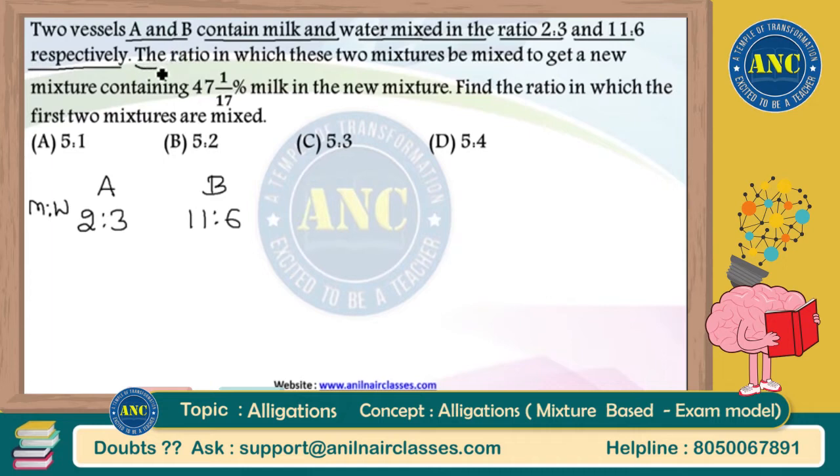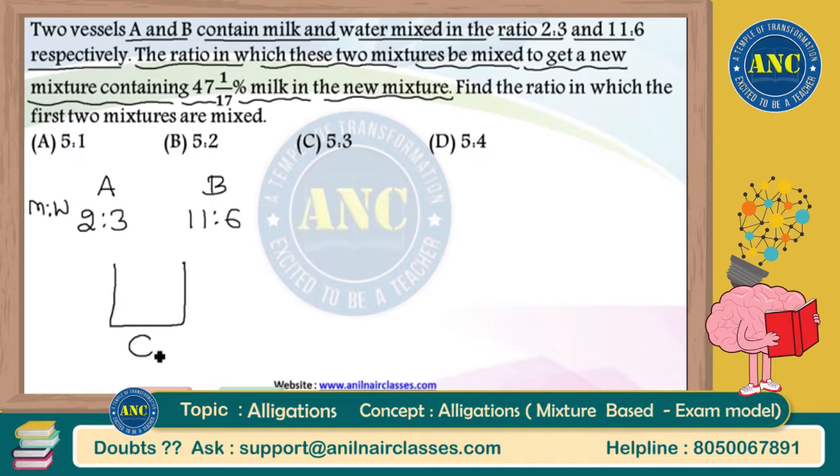Next statement. The ratio in which these two mixtures be mixed to get a new mixture containing 47 1/17 percentage milk in the new mixture. That means there is another vessel. This vessel I will call it as vessel C. I will pick out some ratio of milk and water in vessel A and some ratio of milk and water in vessel B. I will mix these two ratios and I will form a new mixture, which I will call vessel C.